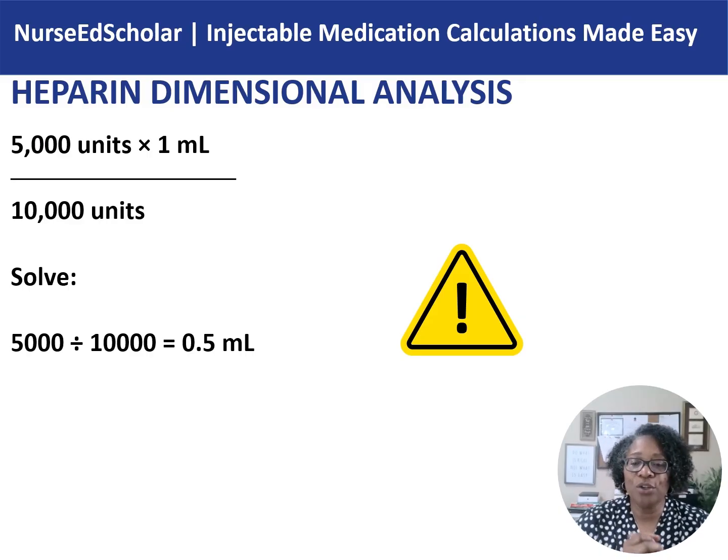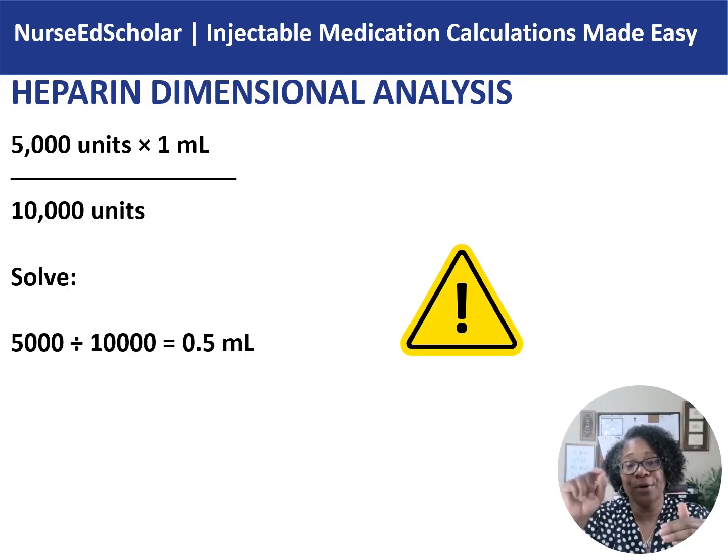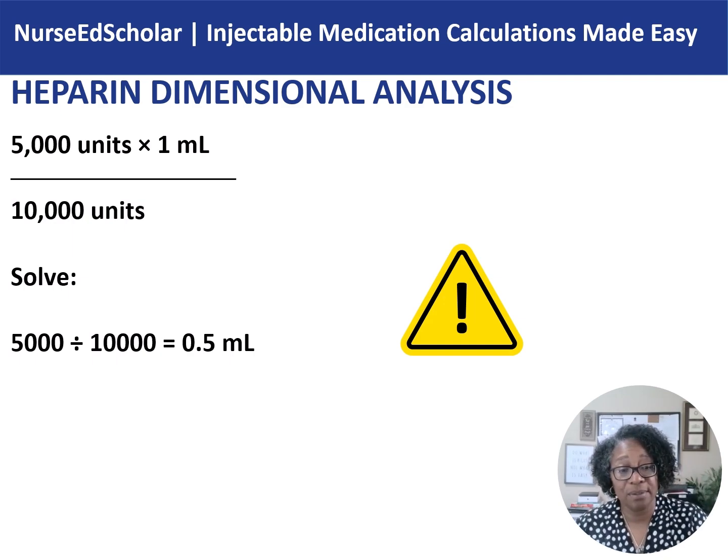So when you're looking at it, you will have what the doctor ordered, the 5,000 units in the numerator, divided by the 10,000 units in the denominator times 1 milliliter. So the units will cancel out. Okay? And so your final answer will be 0.5 milliliters of heparin.